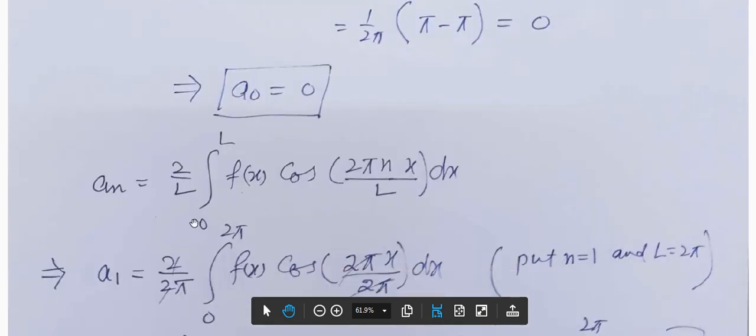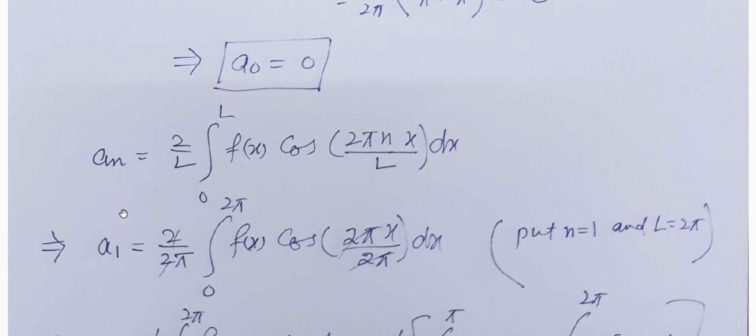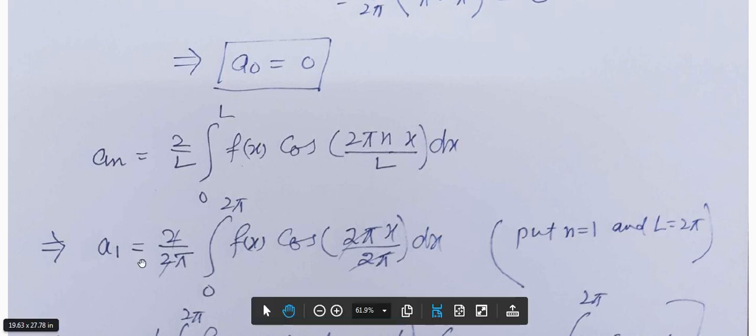Now a n is this formula. So now we have to find a1. So what you can do, from the beginning you can take n as 1, or I said you can find a n in general, and then at the end you can put n as 1. So you can solve this in two ways. First you can find a n, and then at the end you can replace n with 1, or first you can replace n with 1 here, and then you can solve.